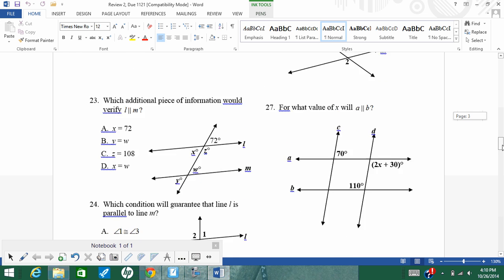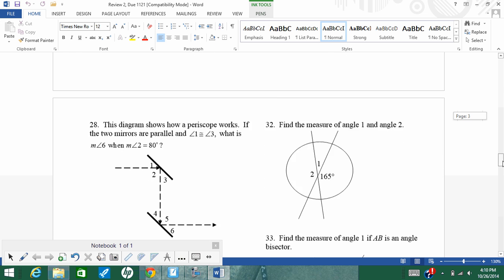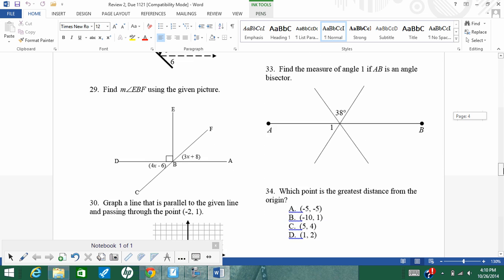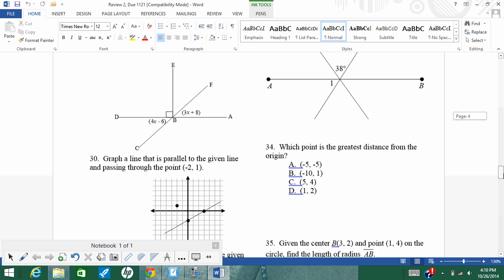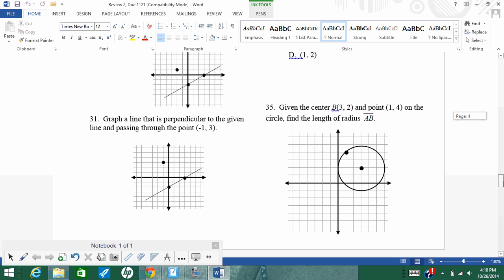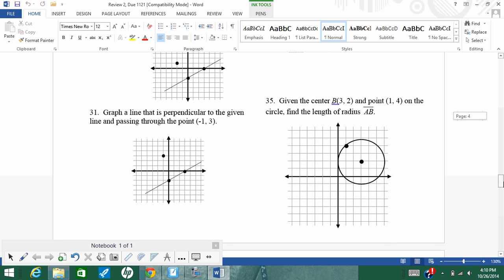I'm going to skip these problems. These are parallel lines problems. That's the next unit. And then some of these other problems are from Unit 1 material. So if you need help with that, again, go ahead and go back to review number 1.